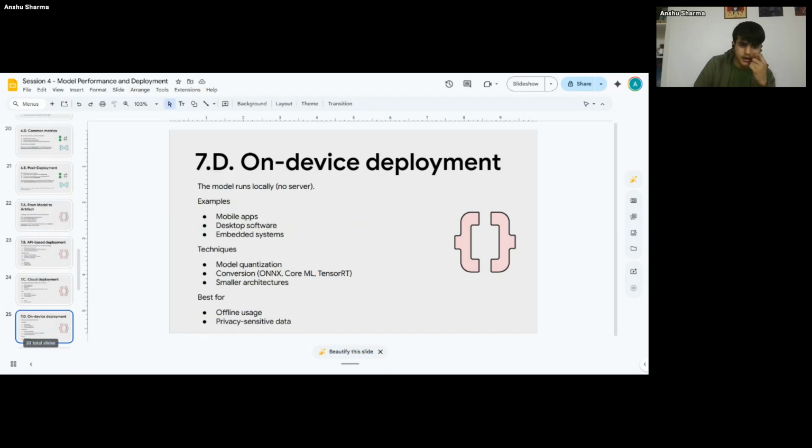Okay, all right. Another way you can host your model is on-device deployment. So this means that the model runs locally. If I train a model, I send a copy of that model to all the users. So if I want to share my model with you, I'll just send the model along with the application packaged inside to you. Now that is good for some cases and bad for some other cases.